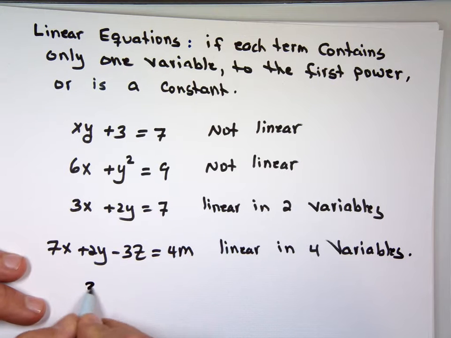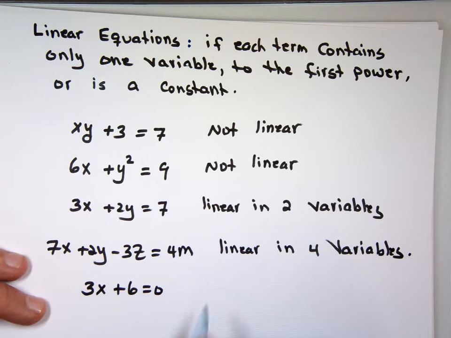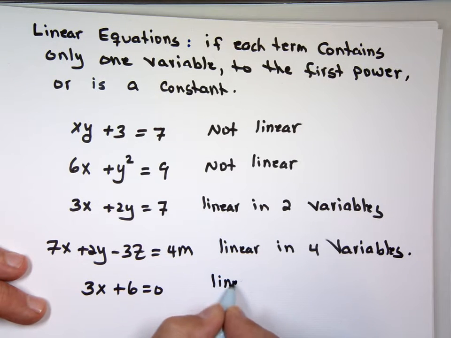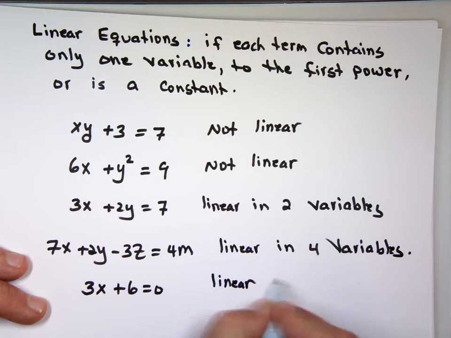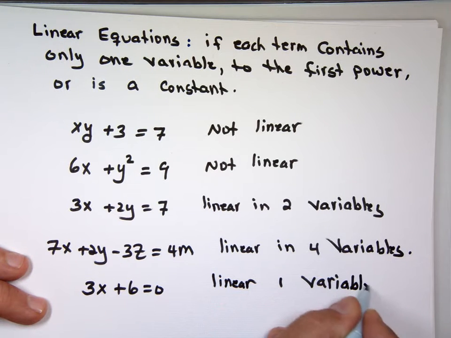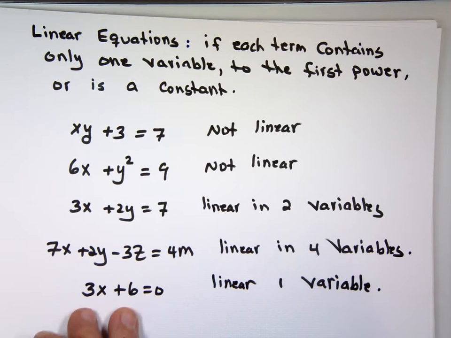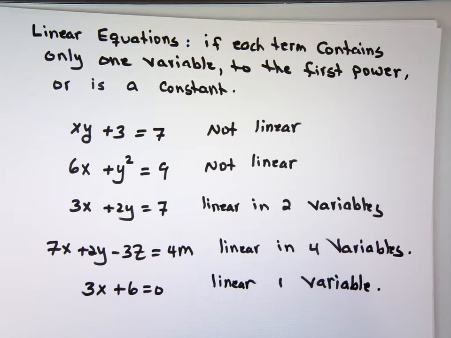If I have 3x plus 6 equals 0, is that linear? Yes, that's linear. And how many variables? One variable, one unknown. The linear equation with one variable, one unknown, is easy to solve. But as the number of unknowns increases to 2 and 3, it's not that easy.